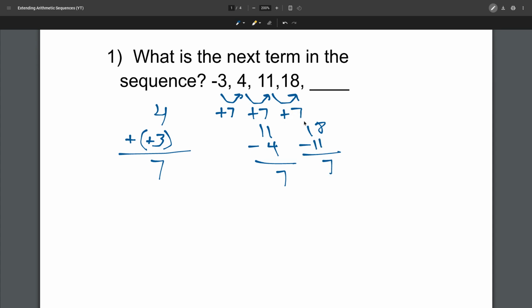18 minus 11, that's also 7. Okay, so to go up to the next term, we're going to have to increase by 7. So we take 18 and add 7 to that to get the next term. And 18 plus 7 is 25. So the next term here is 25. Okay, let's try a few more.